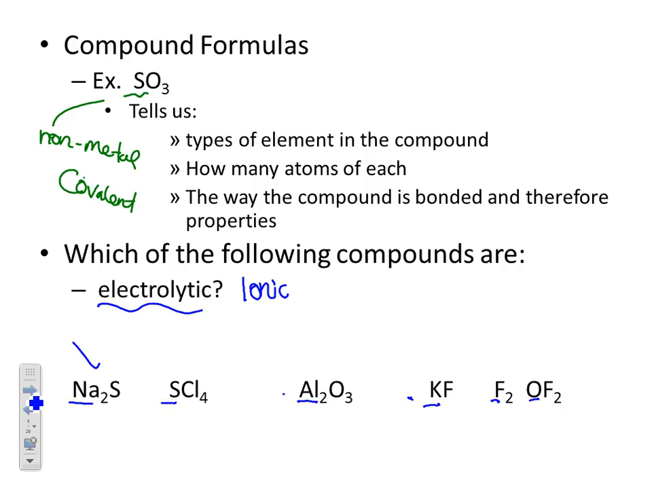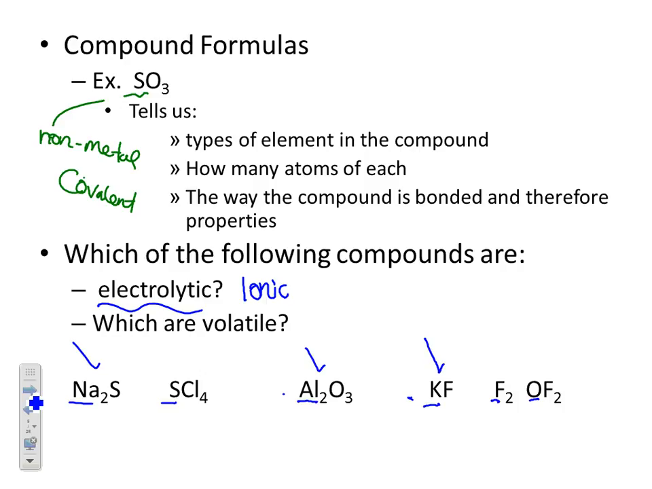Aluminum oxide. Aluminum is element number 13 on your periodic table. Get a look at it. You can see that that is to the left of the stair-step line, and therefore it is a metal, and that compound is ionic, which would be electrolytic. Potassium is element number 19. That is a metal, so that compound is ionic and therefore electrolytic. F2 is fluorine bonded to fluorine. That would be covalent, so that would be non-electrolytic. And then oxygen, element number 8, is a nonmetal, and therefore that compound would also not be electrolytic. I'll probably quiz you on something like that.